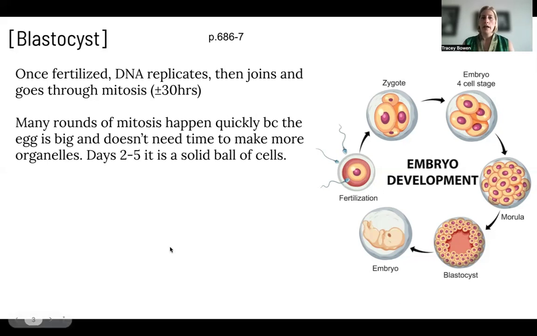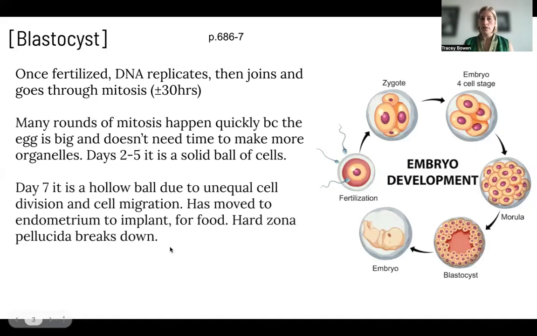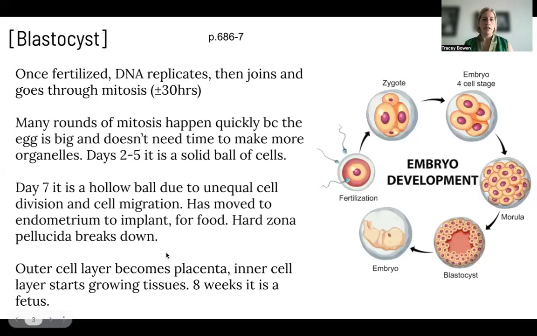That's a morula. And then day 7, it's a hollow ball of cells due to unequal cell division and cell migration. It's moved from the fallopian tube to the endometrium for implantation, so that it can start to access food resources. And this hard zona pellucida is going to start to break down. The outer layer of this ball of cells, the blastocyst, is going to become a placenta, and the inner tissue is going to start growing. And at 8 weeks, it will be considered a fetus. Prior to 8 weeks, it is an embryo.